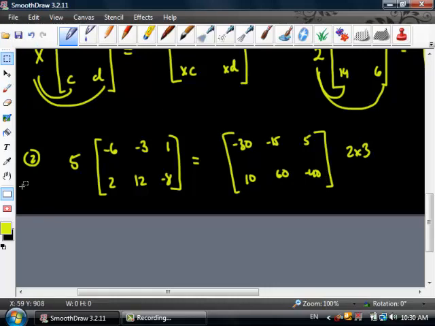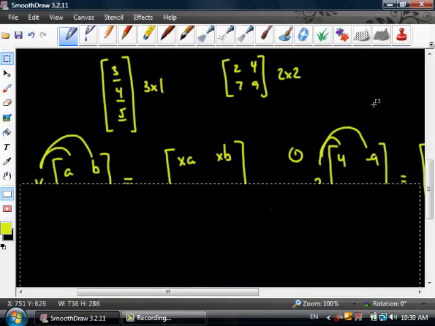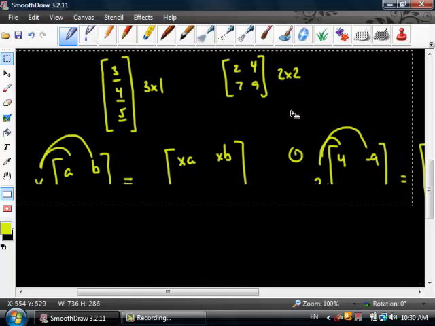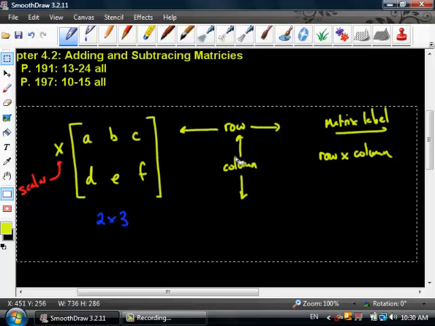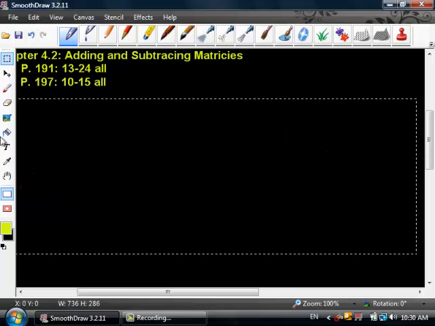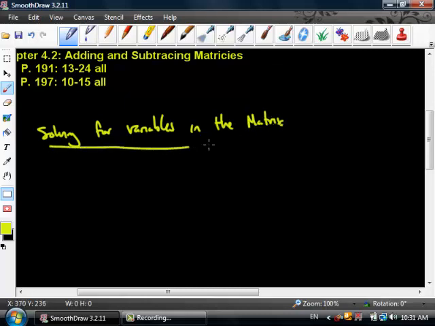So what this is, is doing matrix operations. There's only a couple more things you guys really need to know. You're going to be asked to solve an equation inside of a matrix, all right? And it's actually very easy to do. What I'm going to do is I'm going to give you a matrix here. So, solving for variables in the matrix.